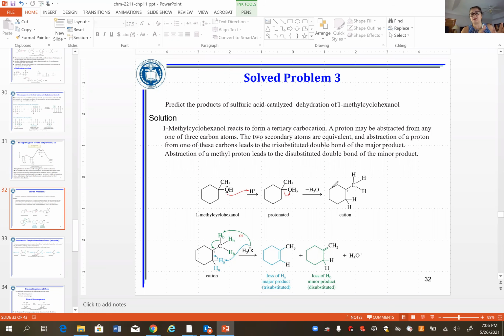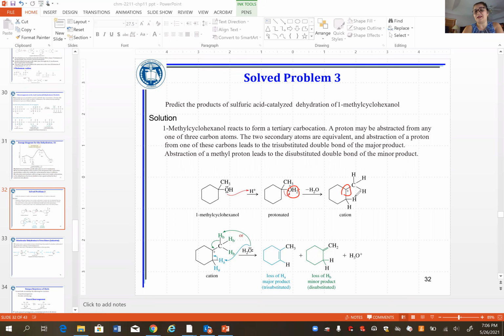So you have to go back to the chapter, read the section, and come back and answer the question. So the steps in this dehydration reaction: what's happening? First step would be protonation. Second, formation of the carbocation. So we do have a carbocation. In step 3, we have deprotonation.